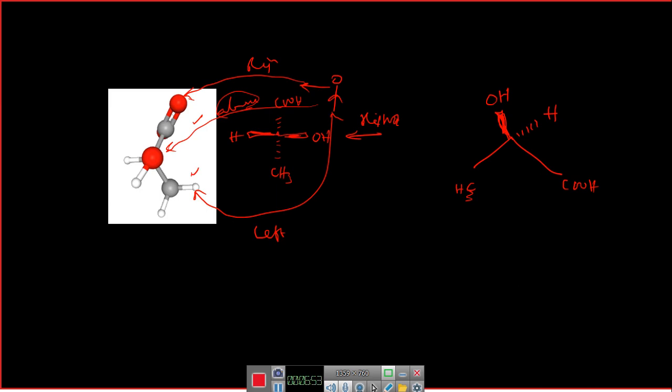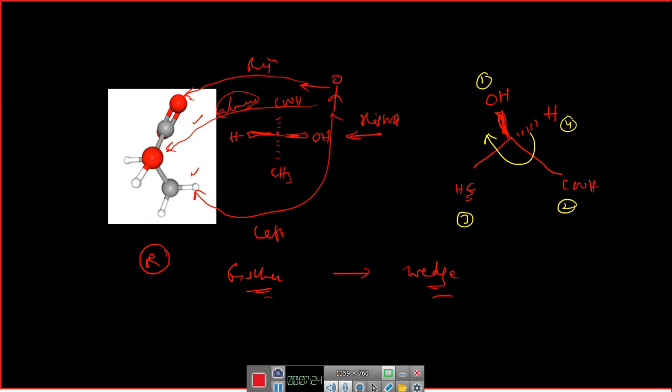So when you are interconverting Fischer to wedge, you should not forget to retain the configuration. We started with the R configuration of D-lactic acid in Fischer, so when you convert this to wedge form, it should have the same configuration. Give the CIP sequence rules. After giving priorities, this is traveling clockwise, and the fourth priority is away from the observer. So this molecule is R configuration.